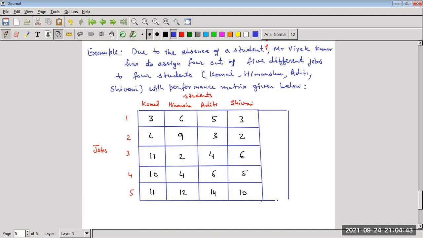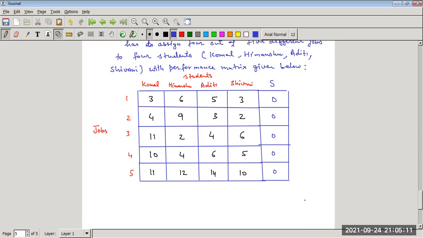We assign one student with cost 0. Let this be a dummy student. So we assign this job with cost value 0. We first make this problem balanced.